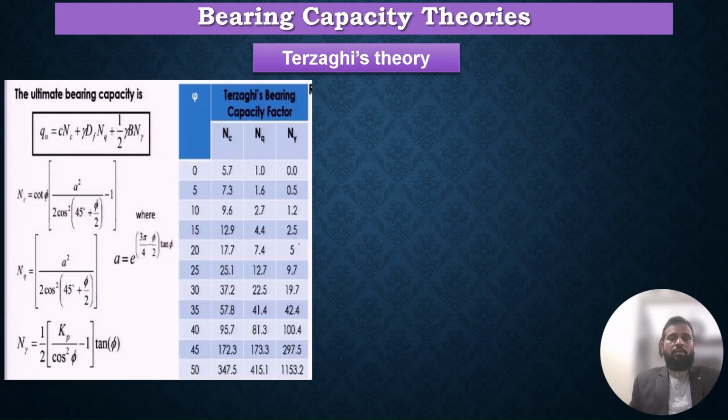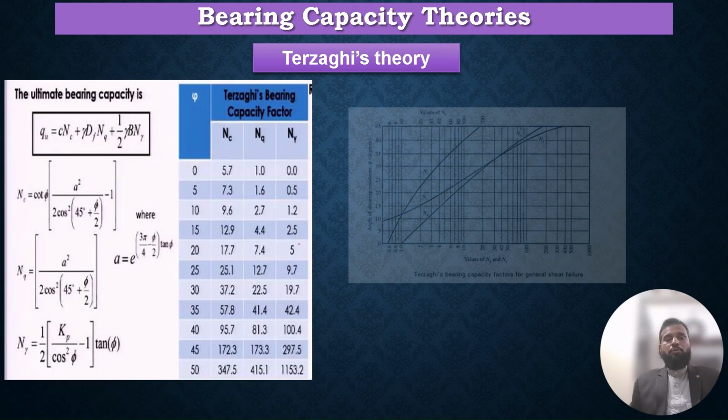He proposed the bearing capacity equation to calculate the ultimate bearing capacity of a stiff footing, which is cNc plus gamma Df Nq plus half gamma B N gamma. Here c is the cohesion, or shear strength of the soil, and Nc, Nq, and N gamma are the bearing capacity factors. Gamma is the unit weight of soil, in one term comprising the depth of foundation, and in the other comprising the width of the footing.